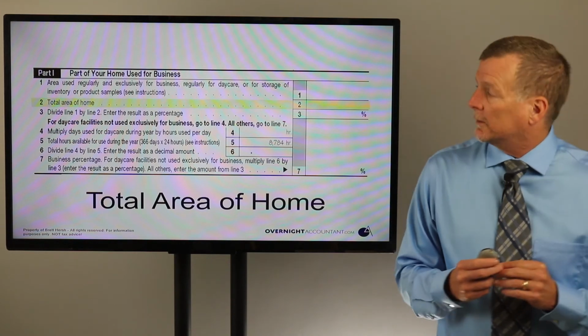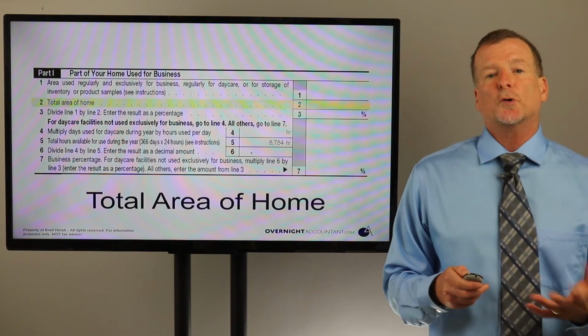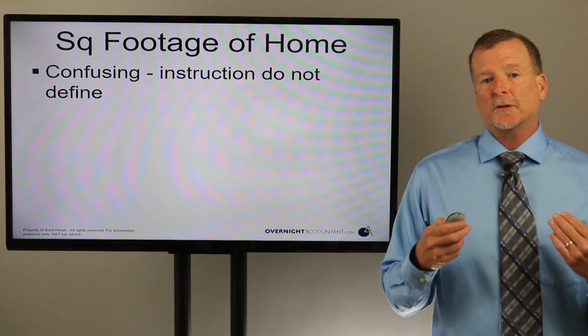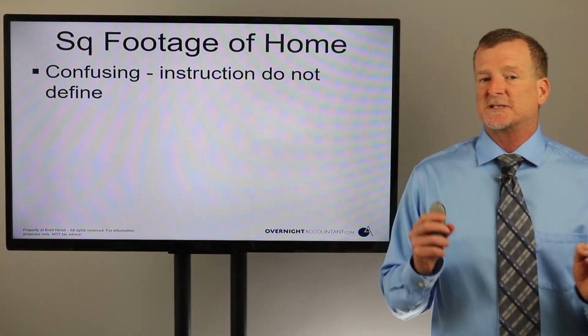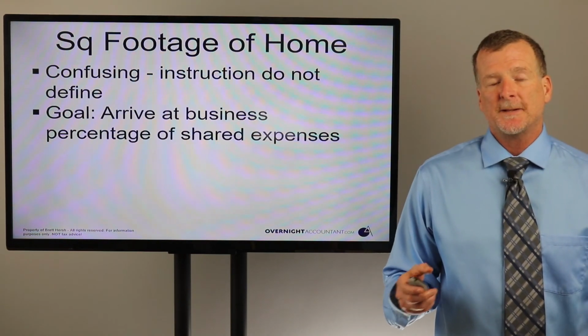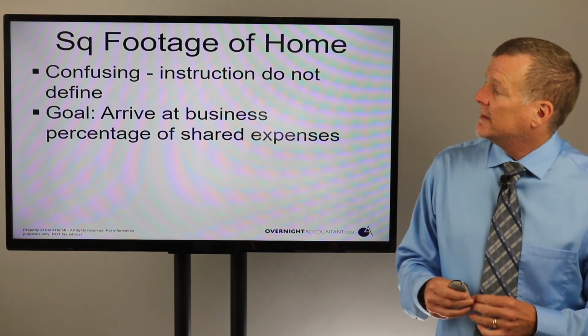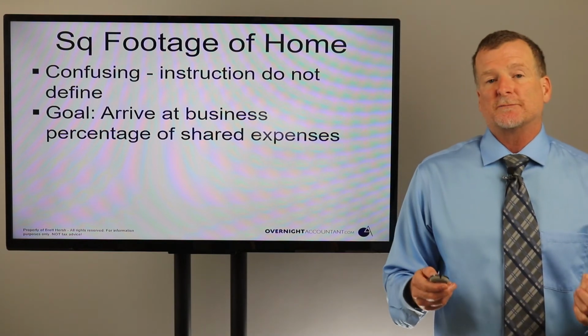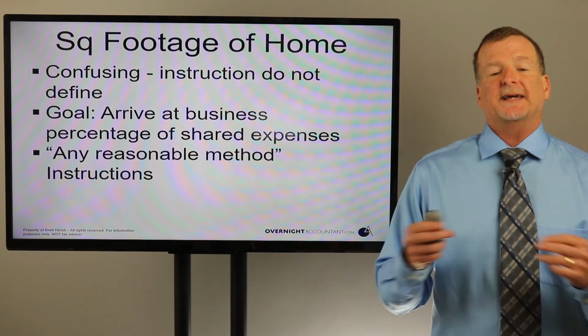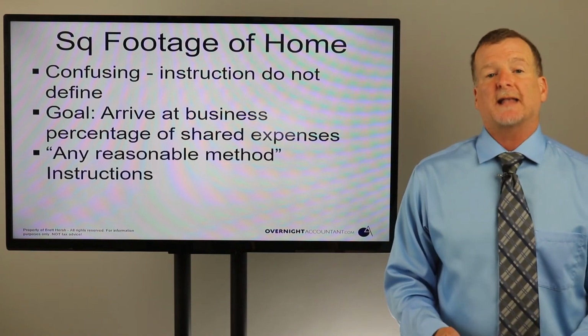Now, next, on line 2, you want to determine the total area of your home. Again, we're going to use the square footage method. This can be a little confusing because there's not really a specific way to do it. You just need to be reasonable in your calculations, because the idea is to arrive at a business percentage for your shared expenses, so you know how much to deduct. And any reasonable method, according to the IRS, is allowed.